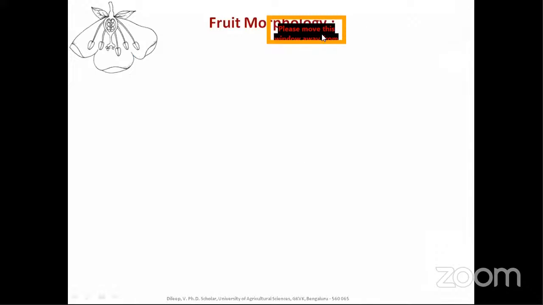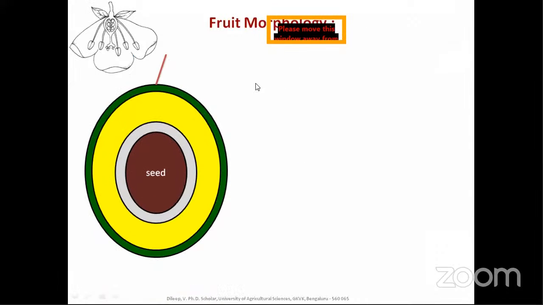So, coming to fruit morphology. I have inverted this one, because this is the stalk, which represents that when the flower develops, it becomes a fruit. For easier understanding, I have inverted the flower, and now that the flower has developed, we can see the fruit. The fruit has different parts. The outer one is called epicarp, the middle portion is called mesocarp, and the inner portion is called endocarp. Inside the endocarp, there will be the seed. The epicarp and mesocarp are collectively called pericarp.